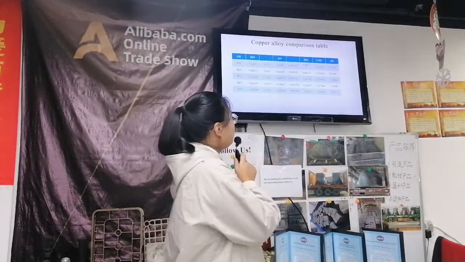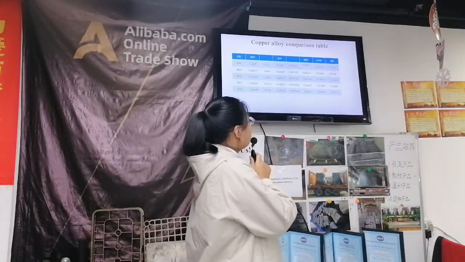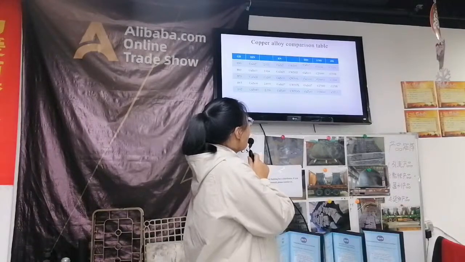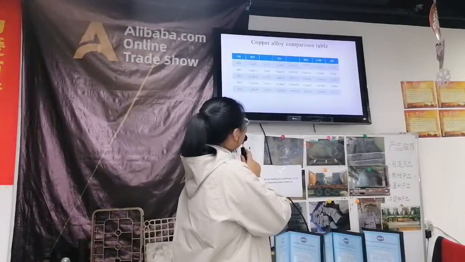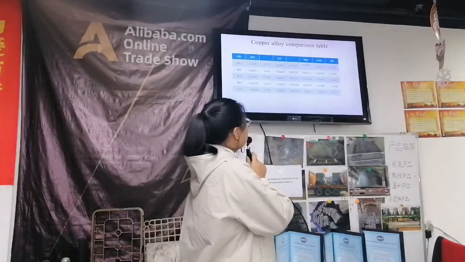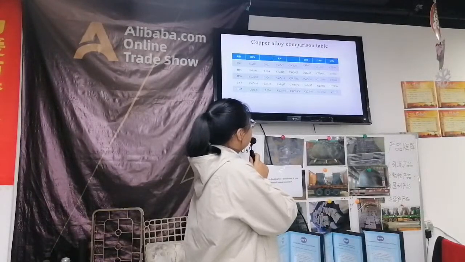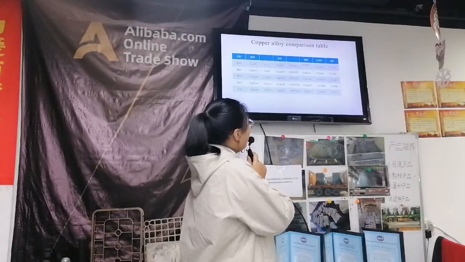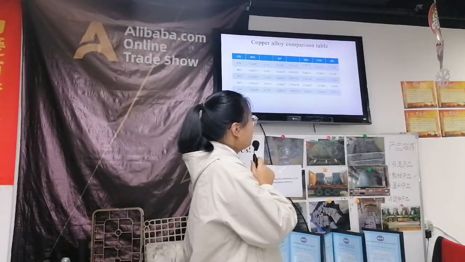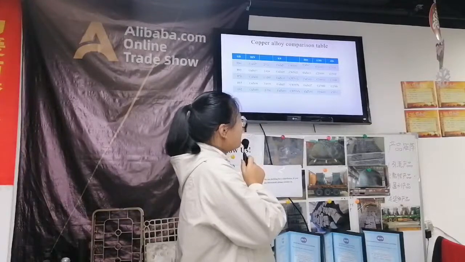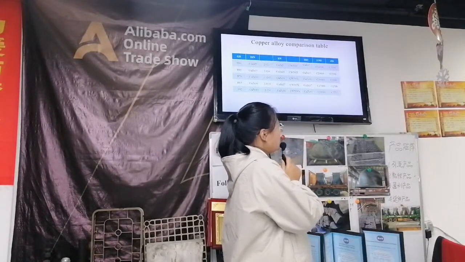You can see the different standards. It has different names. For example, the China standard is H196. The BRN standard is copper certified, and the UAN standard is C1000, and the JIS standard is C2100.